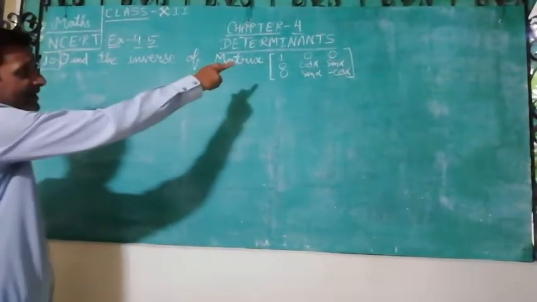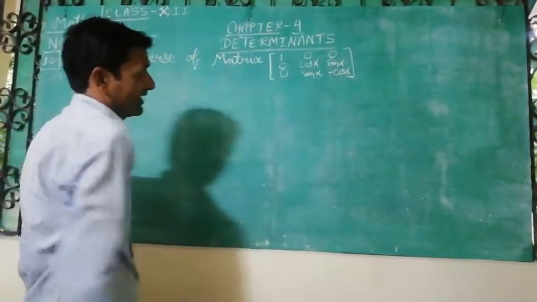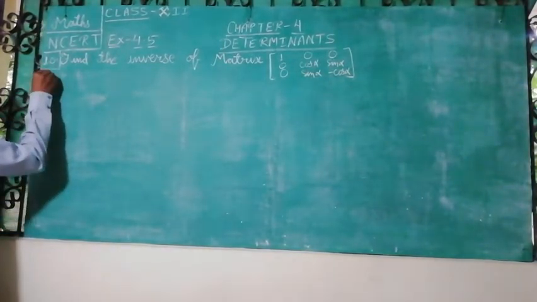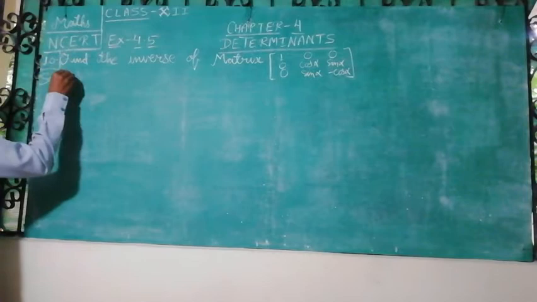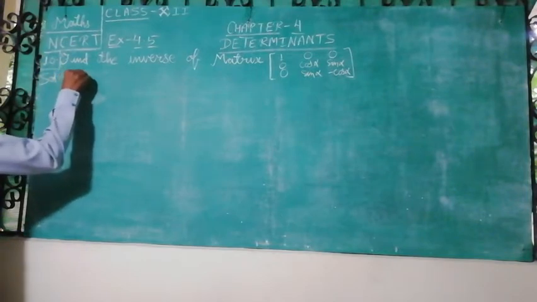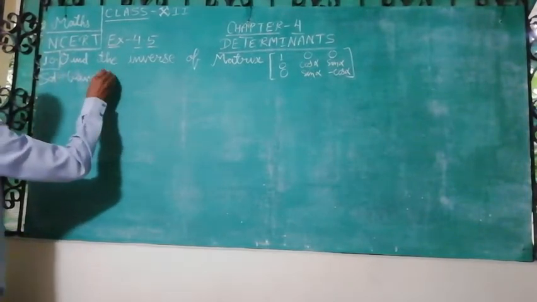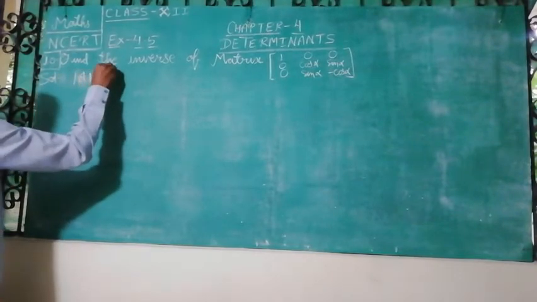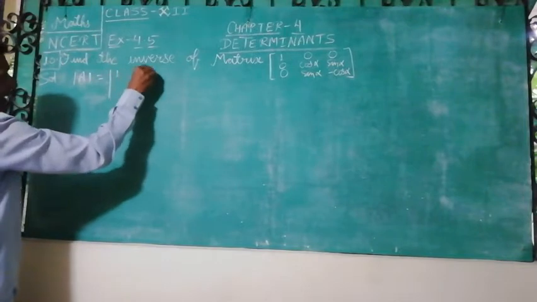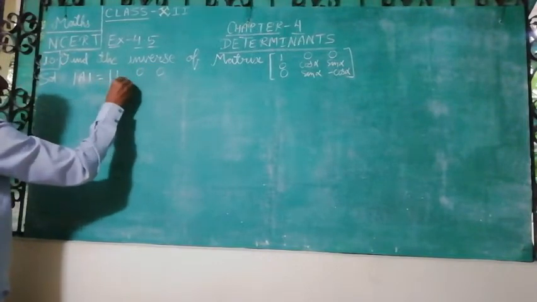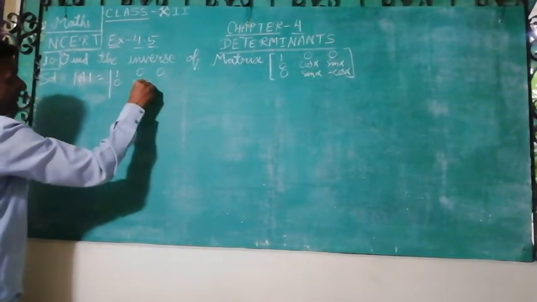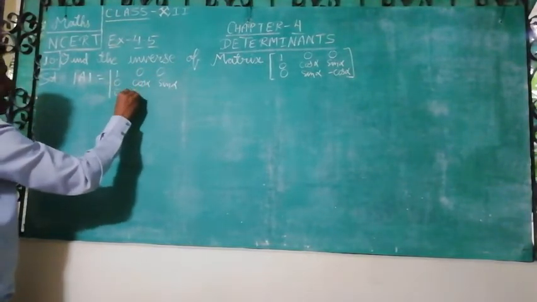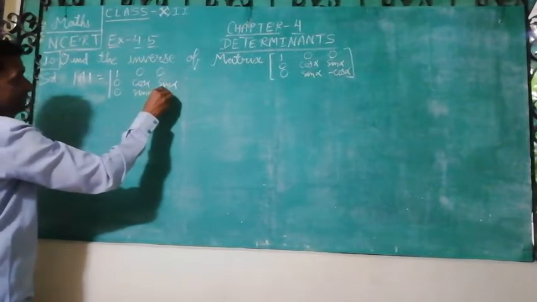Now see, it is question 10. Find the inverse of the matrix 1 0 0, 0 cos alpha sin alpha, and 0 sin alpha minus cos alpha. So first of all, let us find the determinant of A. Determinant A is equal to 1 0 0, then 0 cos alpha sin alpha, and lastly 0 sin alpha minus cos alpha.